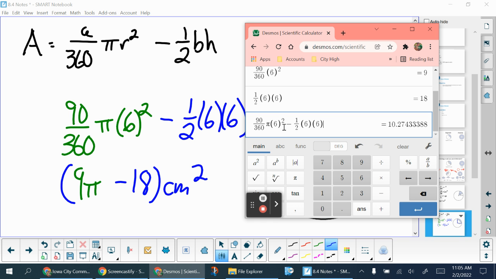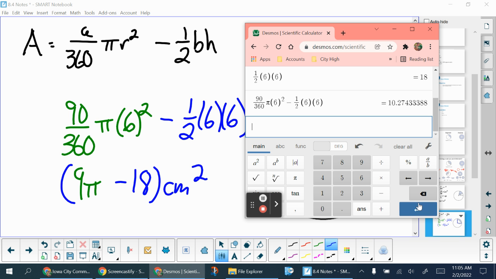The one thing you cannot do is just leave the pi out and try to get an answer in terms of pi. That will not work because these are not like terms. This one has a pi in it. This one does not have a pi in it. You can't just subtract those. You have to have the pi in there to get an actual number minus an actual number. You get some very weird answers if you leave the pi out.